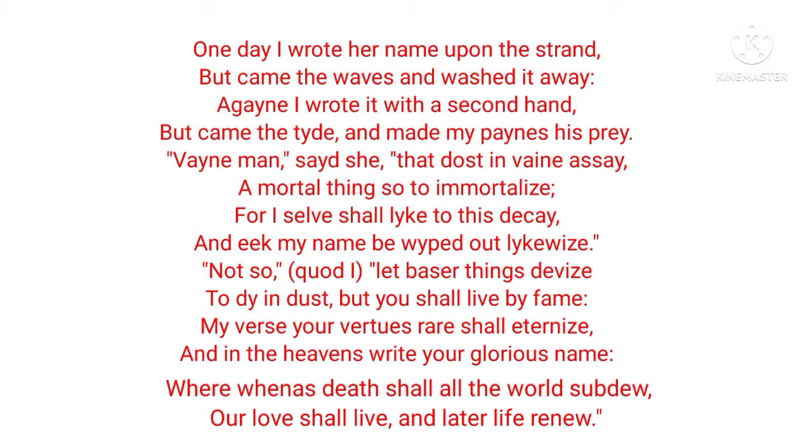Vain man, said she, that dost in vain essay a mortal thing so to immortalize, for I self shall like to this decay, and eke my name be wiped out likewise. In these 4 lines, we find a conversation going on between the poet and his beloved. The poet's beloved speaks for the first time. She calls the poet "vain man" and tells that he is making a vain effort or useless attempt to immortalize his lady love, who is a mortal being.